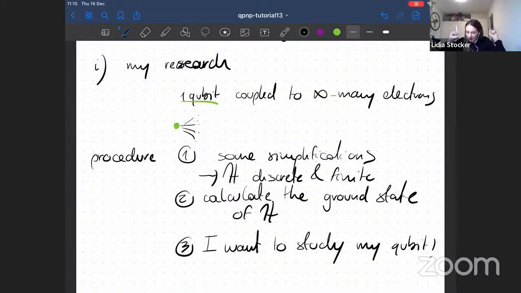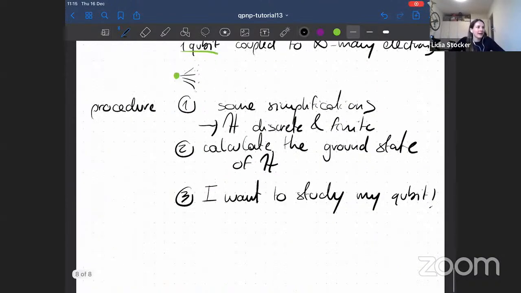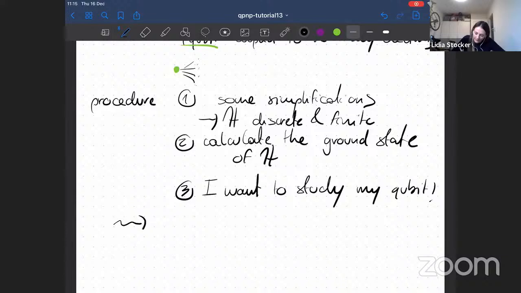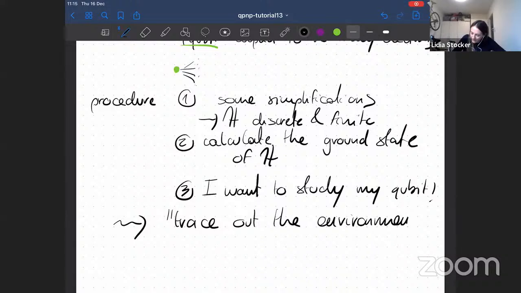So I want to forget about them. How can I do that? I trace out the environment. Okay, and this is exactly the partial trace. I trace out what is not my qubit.